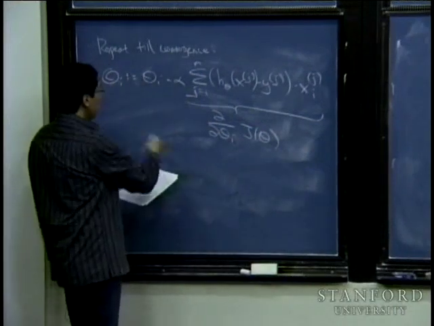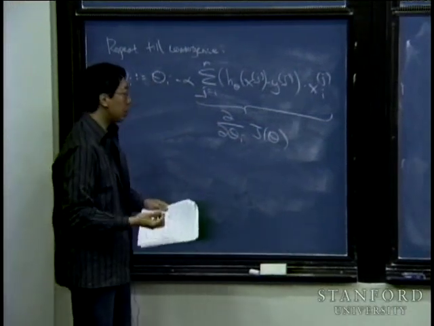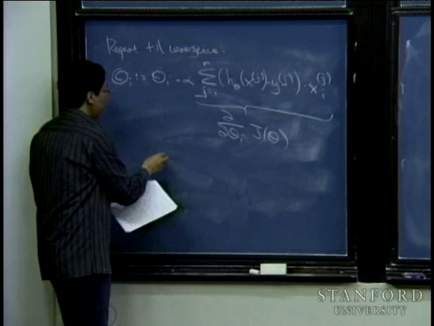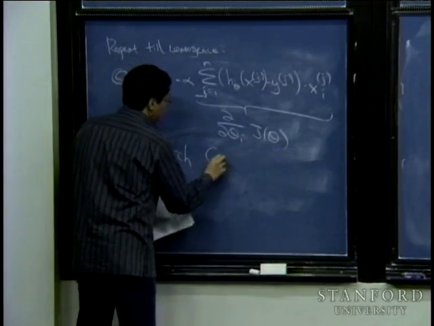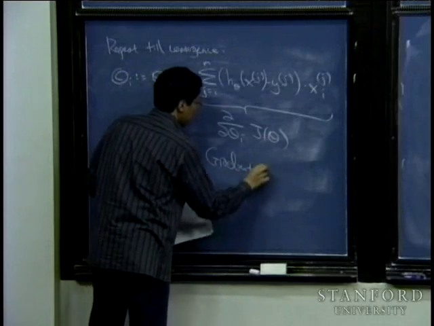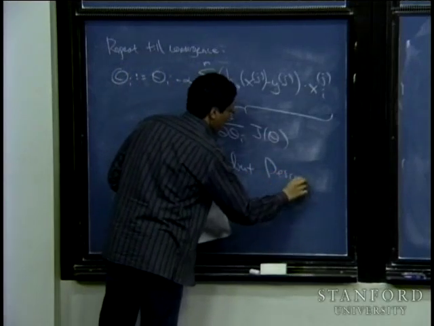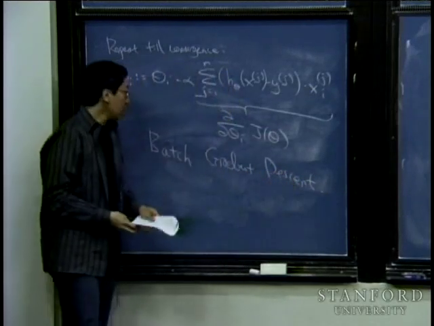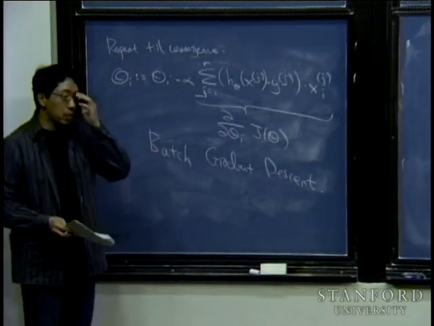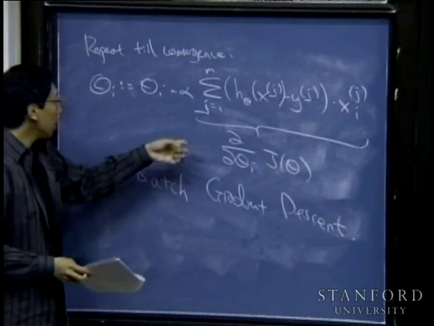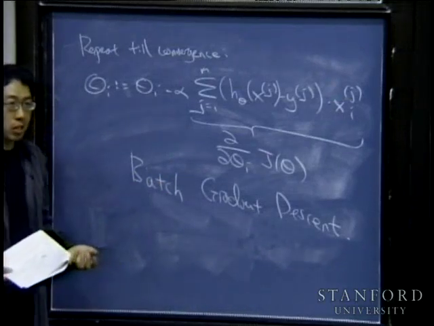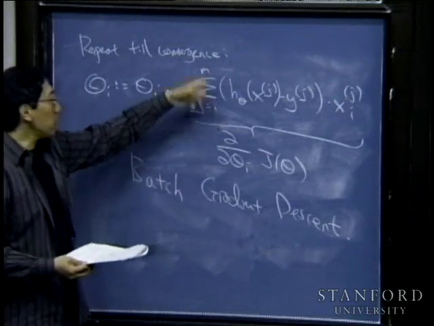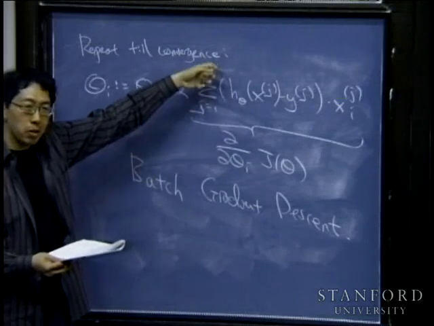Let me go ahead and give this algorithm a specific name. This algorithm here is actually called batch gradient descent. The term batch isn't a great term, but it refers to the fact that on every step of gradient descent, you're going to look at the entire training set. You're going to perform a sum over all m training examples.